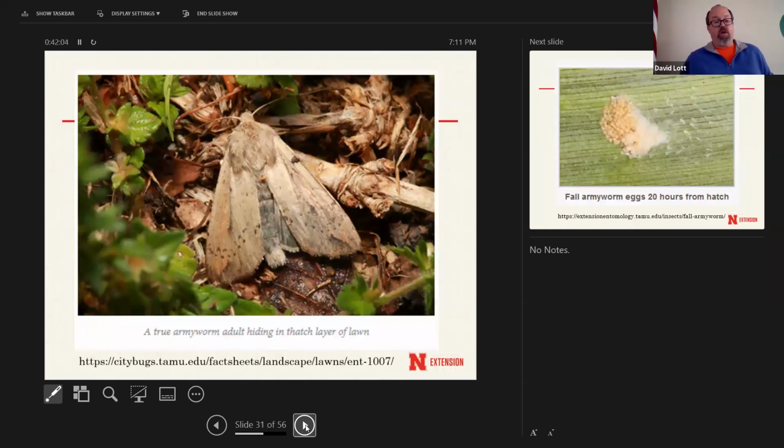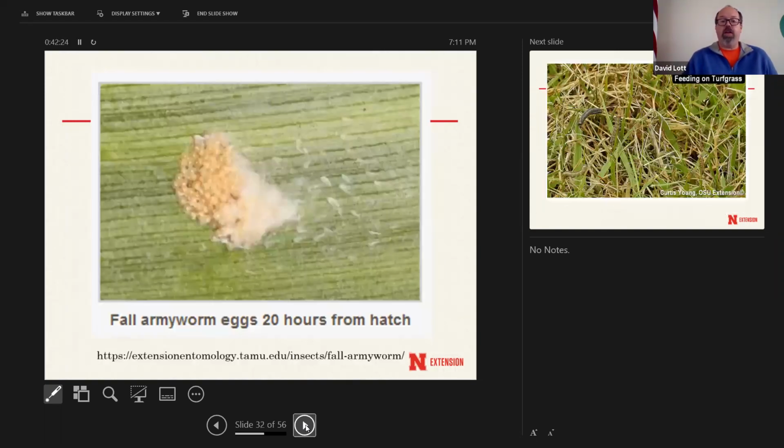So here's a picture of the adult. This is in the crown of a lawn in the thatch layer. This was taken from an article from Texas A&M University, and you will see the spots. You'll see the dark spots on the wings. So it tells you a little bit about them. They're kind of straw colored, and then they have those loops with those dark spots. And then you have the mass.